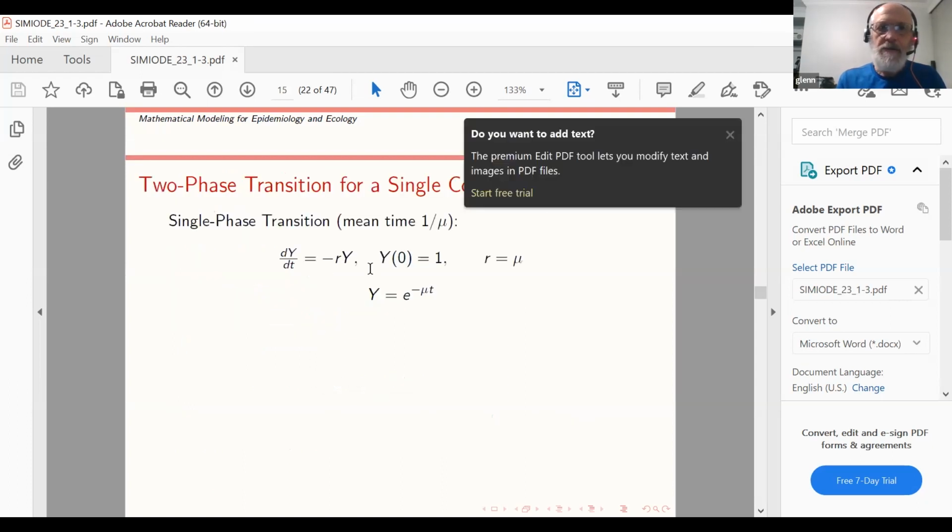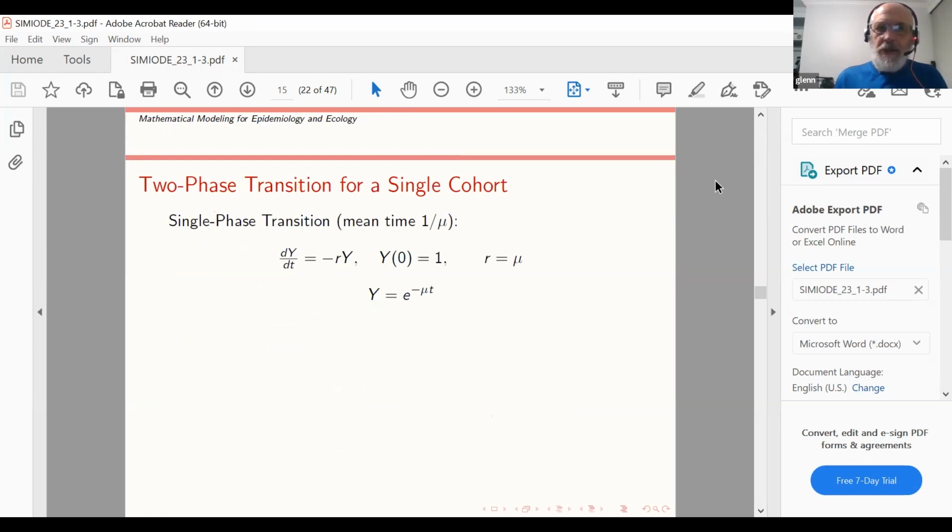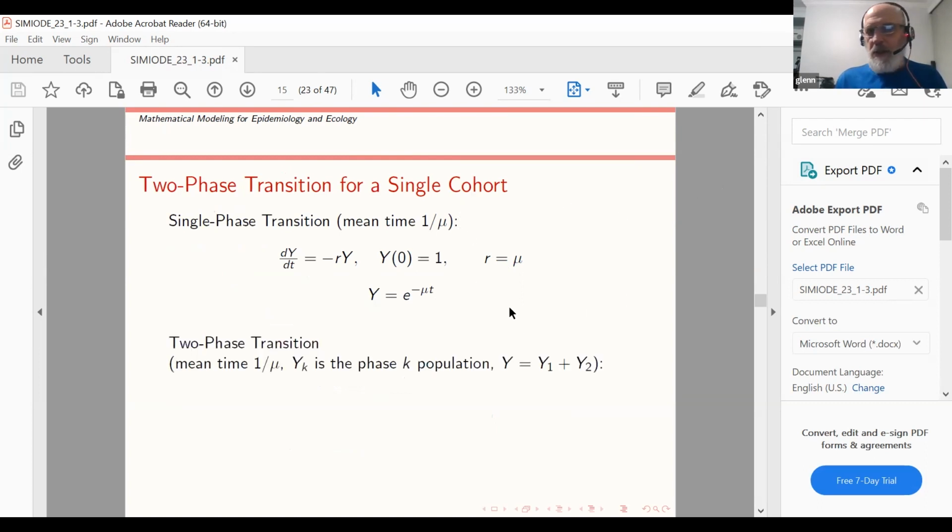Okay, next let's talk about transitions. So a single phase transition is like radioactive decay. If the mean time is 1 over mu, then the rate constant is mu. A two-phase transition would have the same mean time, but now it has two different phases. So you might be in the first phase waiting to join the second, or you might be in the second phase waiting to be finished.